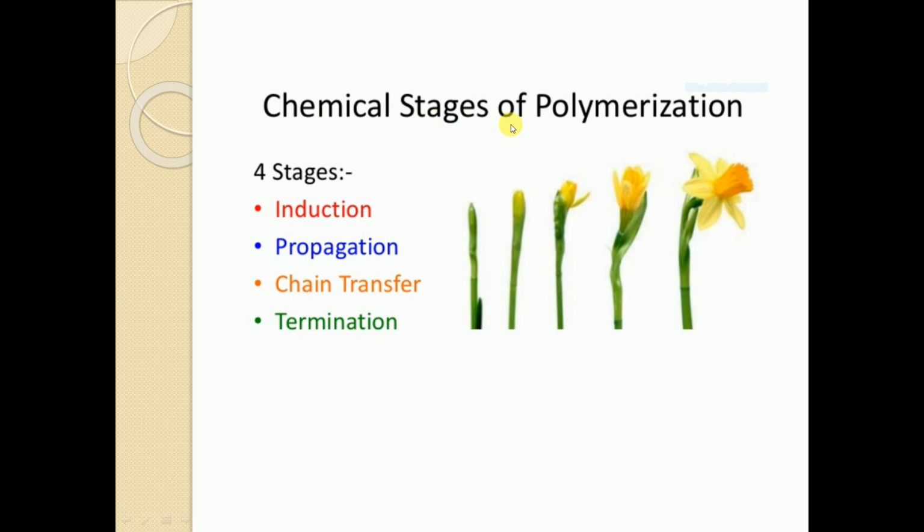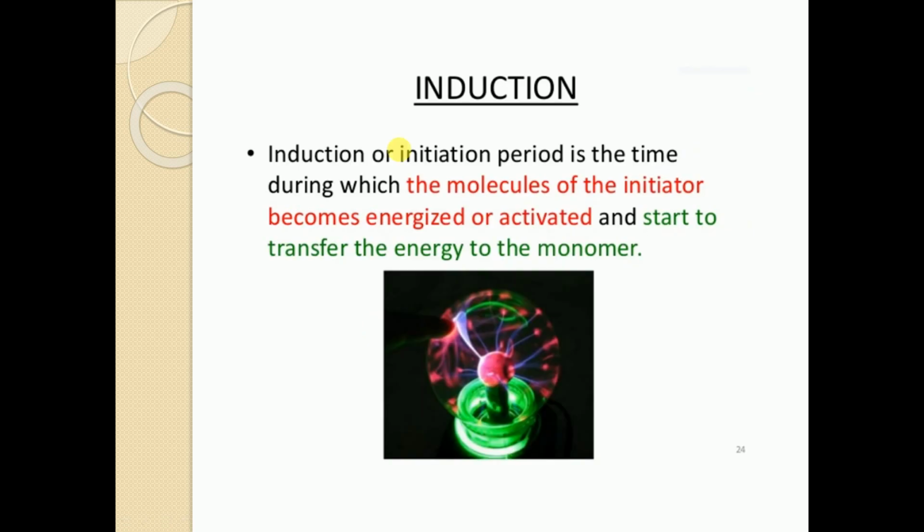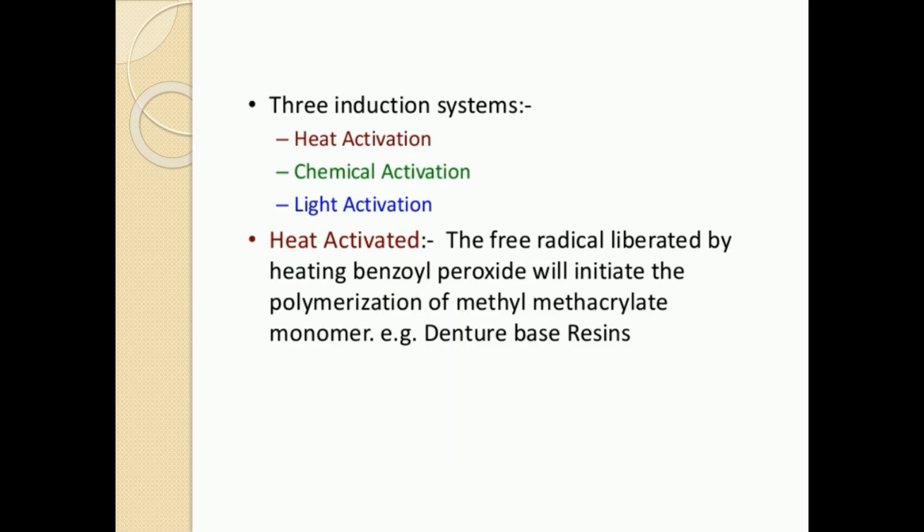Coming on to the chemical stages of polymerization, there are 4 stages: the induction stage, the propagation stage, the chain transfer, and the termination. Coming on to the induction stage, the induction or initiation period is the time during which the molecules of the initiator become energized or activated and start to transfer the energy to the monomer. I hope it is clear to all.